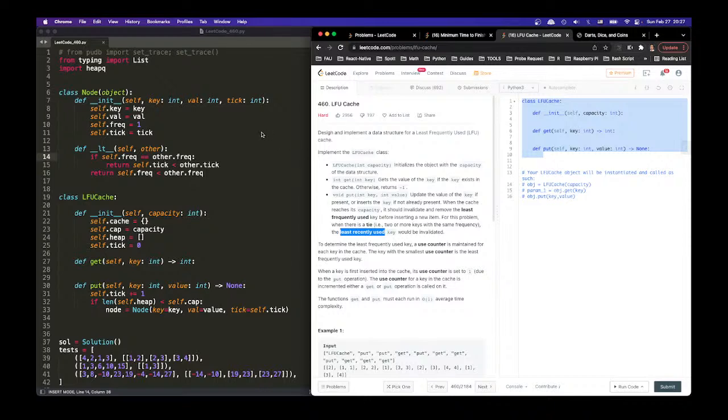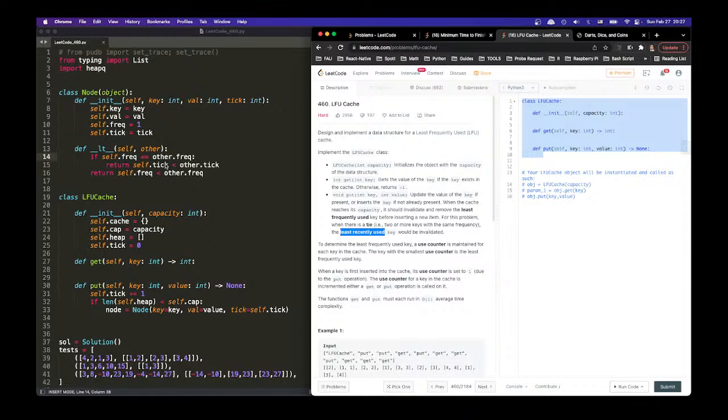So I would just go for the heap queue, right? And I'll define the node myself, in which I'll define the dunder LT (less than) function. I use this function to tell the heap how to compare between the nodes. So what I say is if the frequency is the same, then I'll check the tick, right?